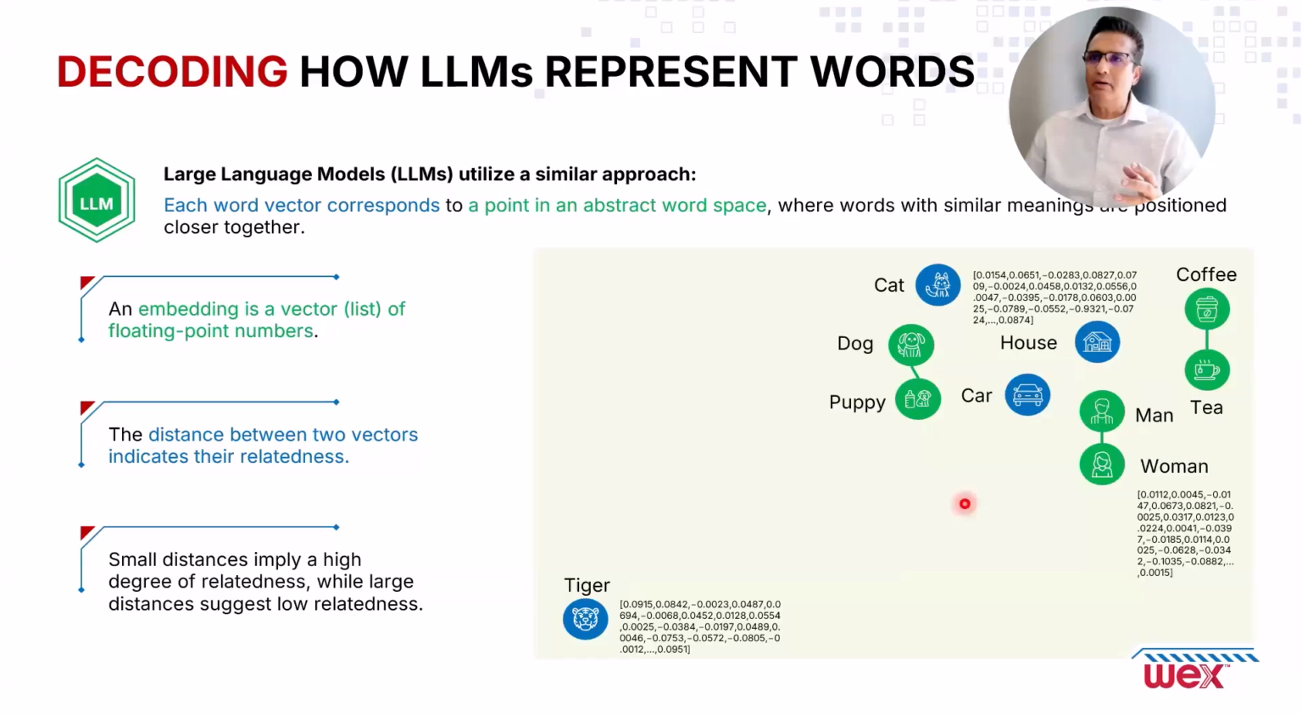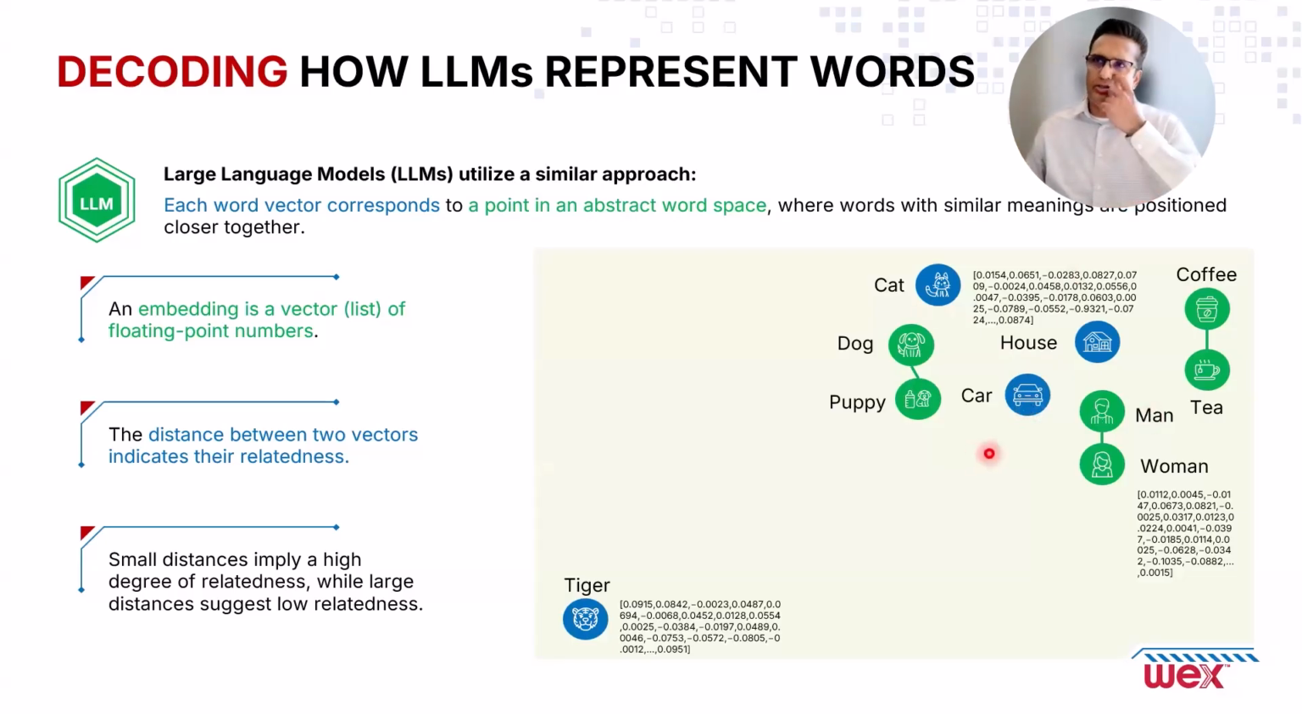Now, you may wonder, how did it do that to begin with? By the way, these numbers are called vectors or embeddings, same thing. An embedding is a vector, a list of floating point numbers. The distance between these words indicates the relatedness, as I said. Now, you may wonder, how did it place those words to begin with? Let's take a look at that.